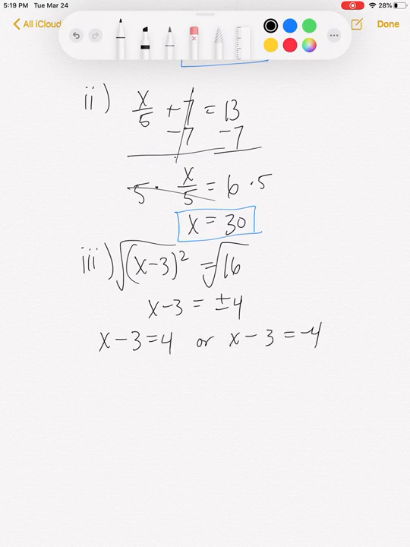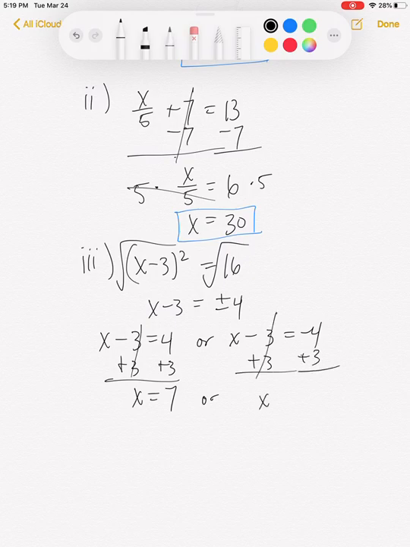We'll solve each of these equations separately by adding 3 to both sides of this one. That will go down to 0, x is equal to 7. Here I'm going to add 3 to both sides again. That will go down to 0, x could be equal to negative 1. So it has two answers for this one: x is equal to 7, x is equal to negative 1.